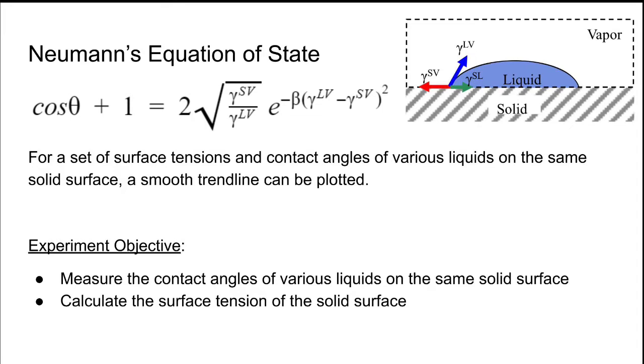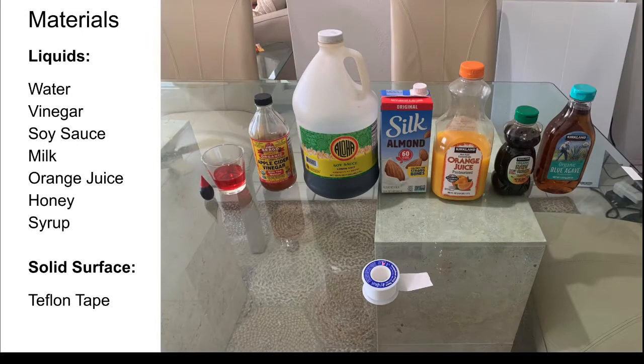So for my experiment, I'll try to apply various liquids on the same solid surface and measure their contact angles, which I will then plot against liquid surface tensions and use the trend line to calculate the surface tension of the solid surface. So I'll be testing these various liquids I found around my house, and I will be applying it to Teflon tape as a solid surface.